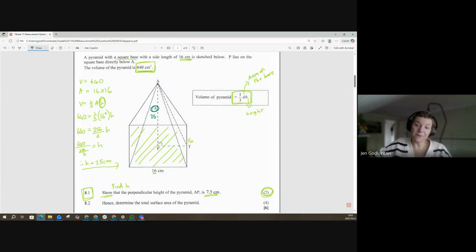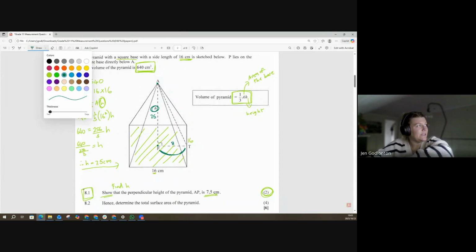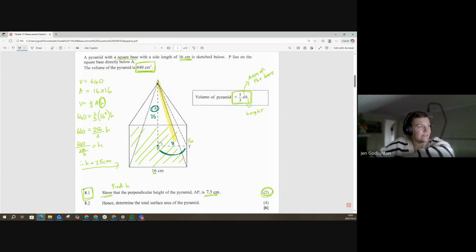Okay, so I'm going to help you a little bit for 8.2 before I let you get going with it. They've told us that it's a pyramid with a square base. So if it's a pyramid, this is going to be right in the center. Okay, so if this is in the center of my square, what is the length of PT going to be? Good. PT is going to be 8. Now, if PT is 8 and H is 7.5, then it's easy for us to find, oh, no, highlighter, don't do that.